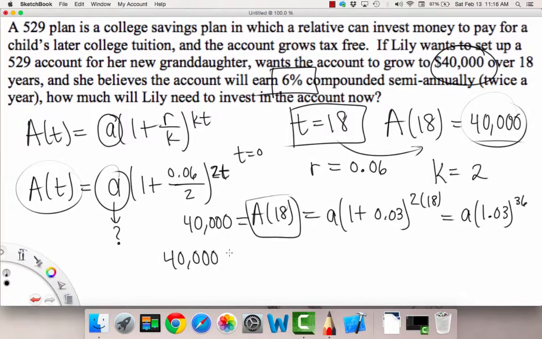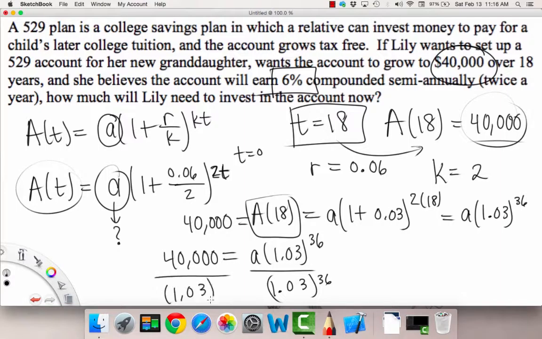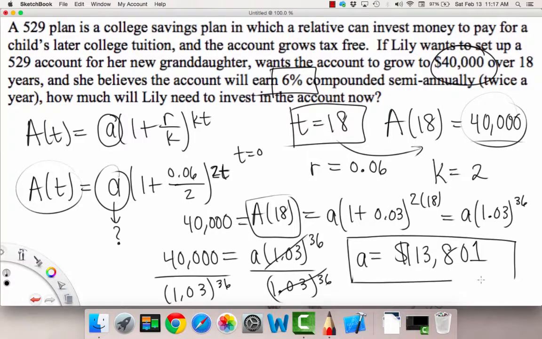So now we have this equation: 40,000 is equal to a times 1.03 to the 36th. Now to solve for a, we just divide by 1.03 to the 36th, and those cancel out. When you plug that into your calculator, you get something around $13,801. So that's what Lily would need to invest right now in order to reach a total of $40,000 in 18 years.